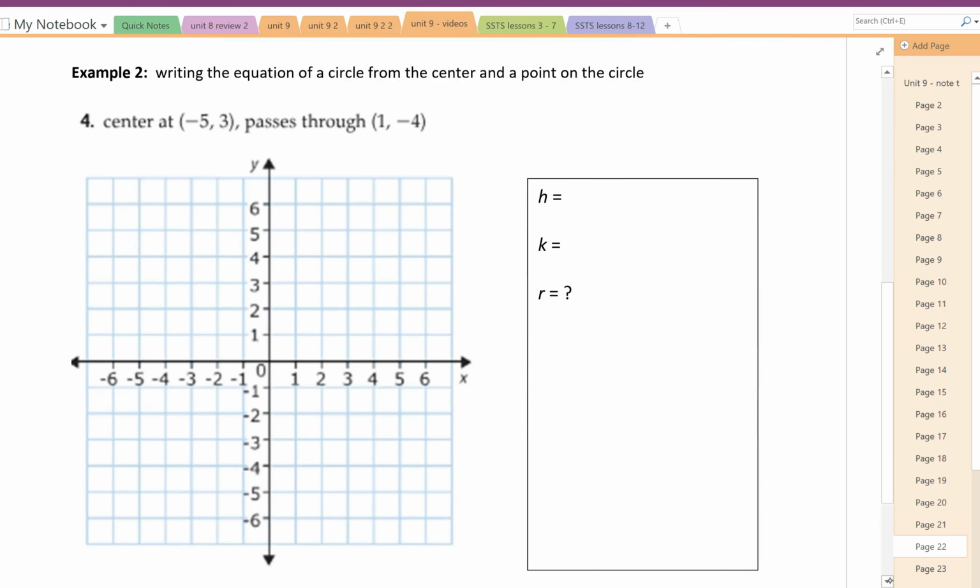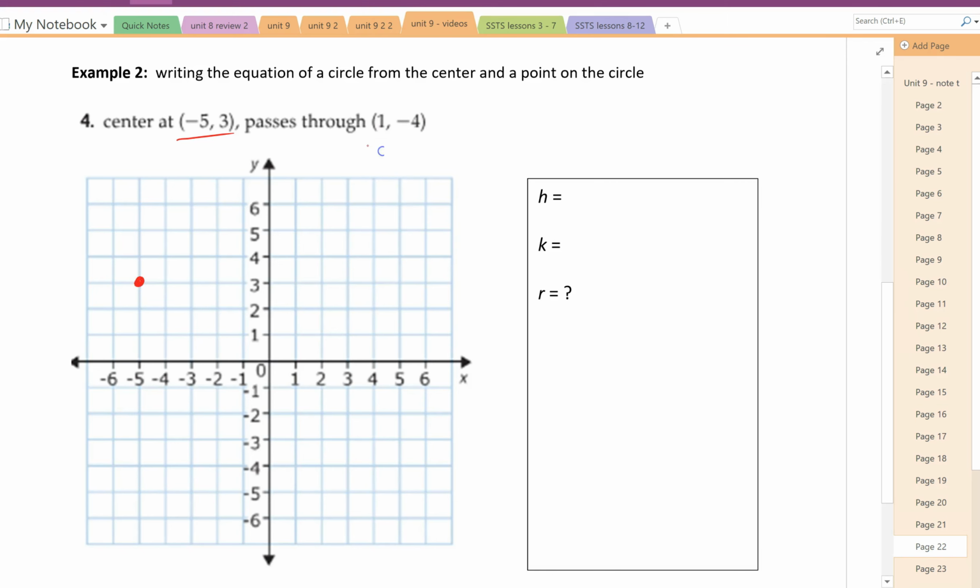Okay, the next type. For this one, it still tells me the center of the circle, which is helpful, but then it doesn't tell me the radius, it just tells me a point that the circle passes through. So the first step here is to go ahead and plot both of those points. So the center is at (negative 5, 3). So x is negative 5, y is 3. So there's the center of my circle.